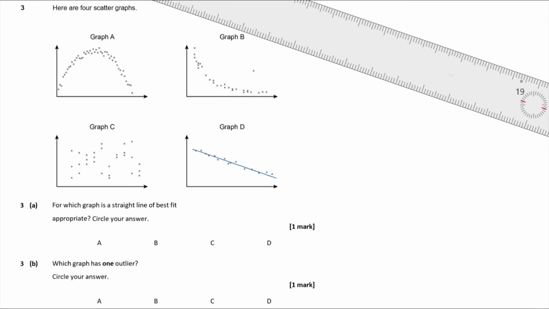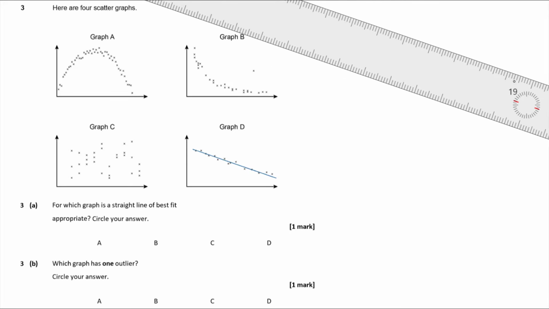All the other ones have not got a straight line, have they? C, well there is no correlation by the looks of things in C. B, it's kind of tailing off, and with A it kind of goes up and then comes back down again. So yeah, there's only one with a straight line, and that is going to be D. Okay, so that's the one we want.